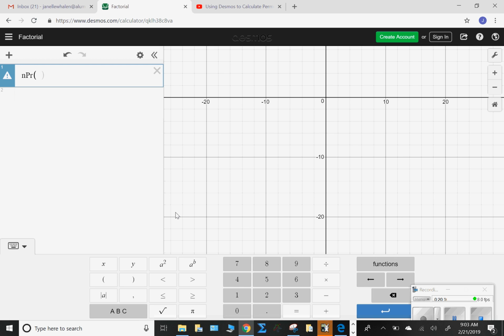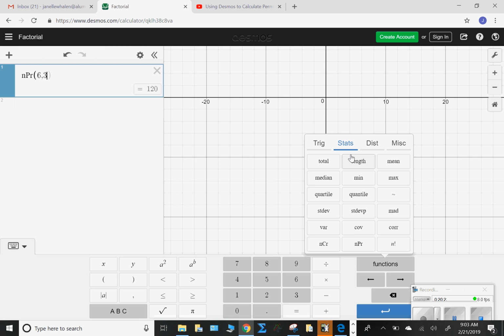If I wanted the 6 objects taken 3 at a time, I can just keep, once I have NPR up there, I can just keep going back and playing with it. So again, to get to that, you click the Functions key, and you click on Stats, if it's not already there. And then the bottom row is what we're looking at. Okay? All right, good job.